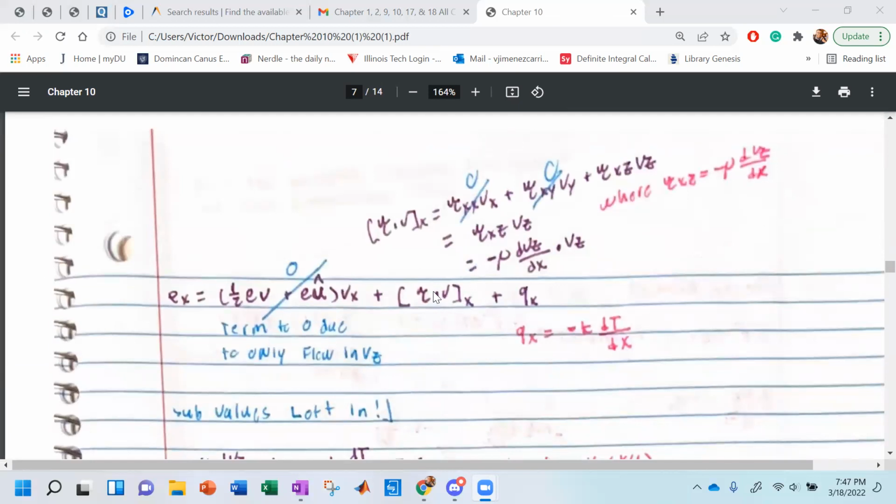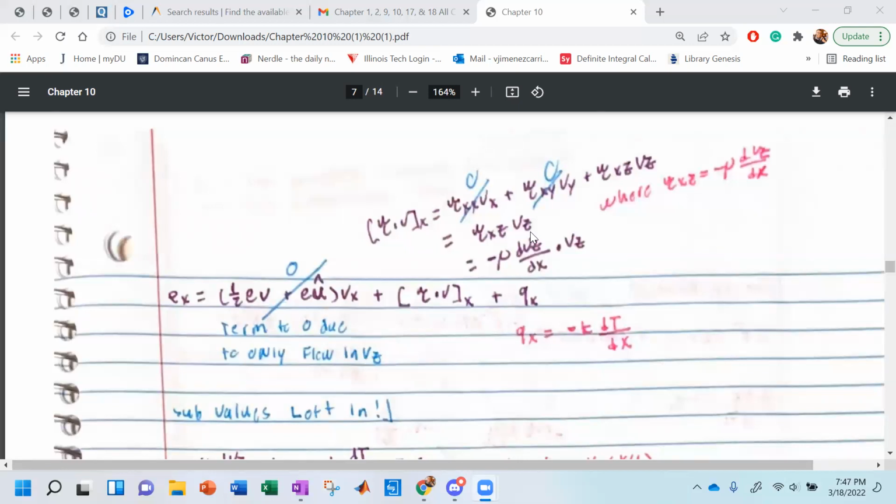Now, the issue with this term here, the tau times V, is that you go to the back of your book and you find what this all equals. It's in my notes. You can go back and look at it. You have tau XX times Vx. There's no flow in the X direction, so get that out of here. Tau XY, Vy. There's no flow in the Y direction, so get that out of here. Tau XZ, Vz. Vz exists. We look at the picture above. Then it simplifies to tau XZ, Vz.